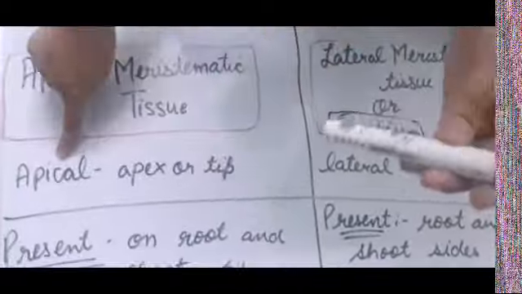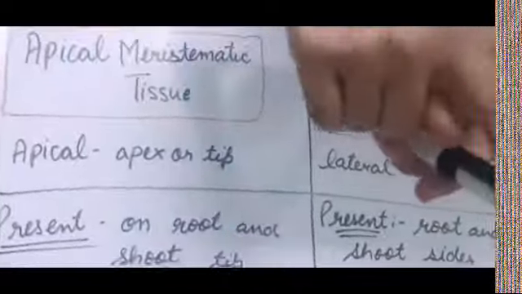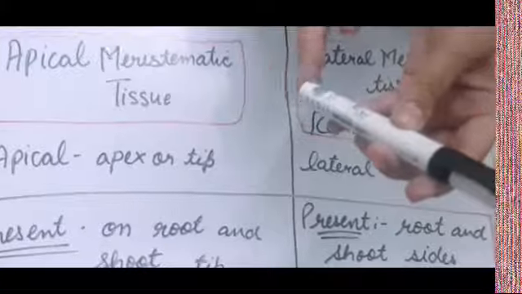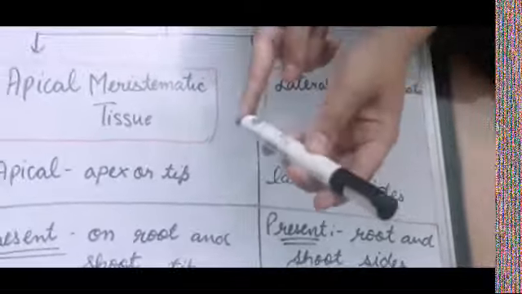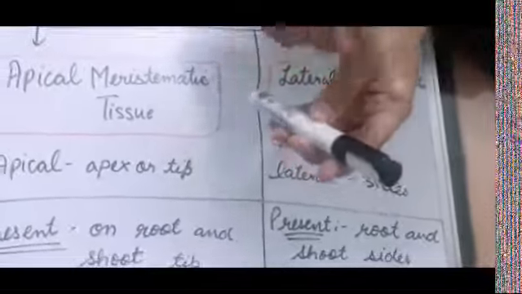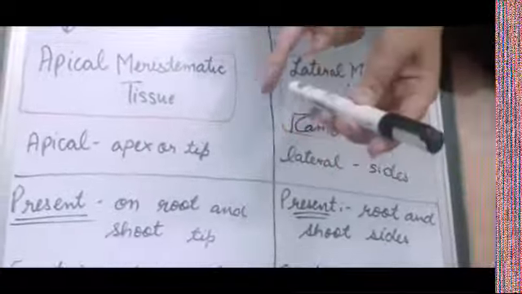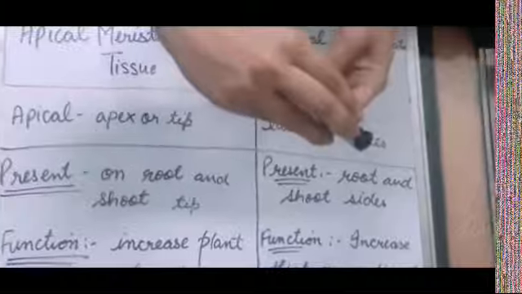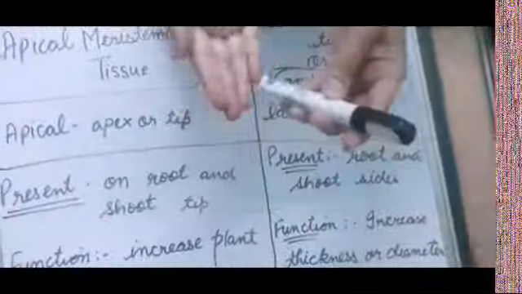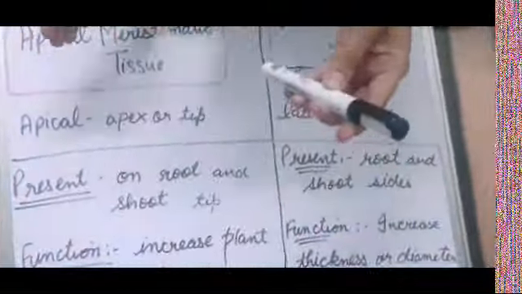So the apical meristematic tissue is present on the shoot tip and on the root tip. Imagine this is the shoot and this is the root. So apical meristematic tissue is present on the shoot tip and on the root tip. And what is its function or what is its work? It will increase the length of the shoot and the length of the root also.